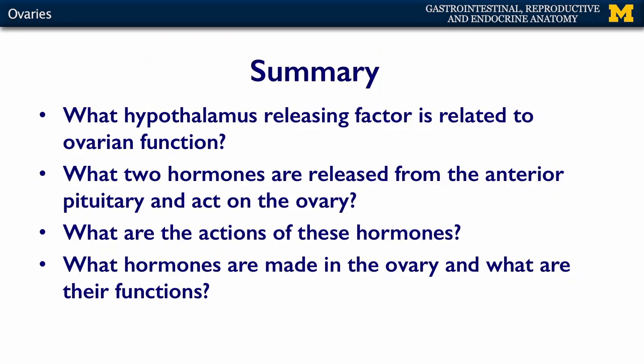So in summary, what I'd like you to understand about the ovary is what hypothalamic releasing factor is related to ovarian function, what two hormones are released from the anterior pituitary that act on the ovary, and what the actions of these hormones are. So think about the different parts of the ovary they act upon. And then what four hormones are made in the ovary, and what are their functions once they're secreted and in circulation. Once you have a grasp on these concepts, then you'll be ready for the assessment.